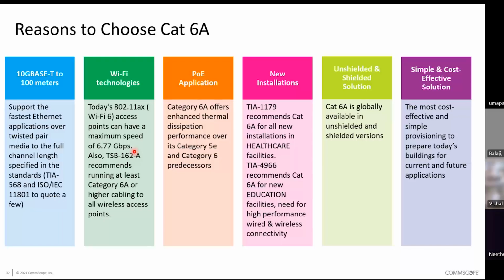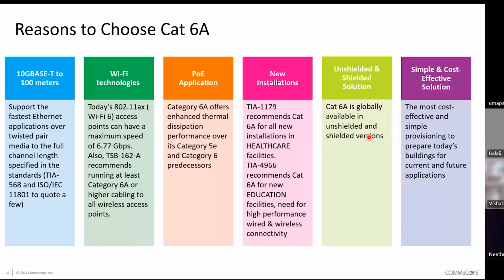So for any new installations, as I mentioned, for healthcare, the recommended standard is TIA-1179. You can just put the standard code in Google, and you'll get complete details of what it recommends and how we need to do it. And for education, there is a standard called TIA-4966. They also recommend what type of connectivity to use and how classrooms and so on need to be covered. Both standards recommend Category 6A only for all new installations.